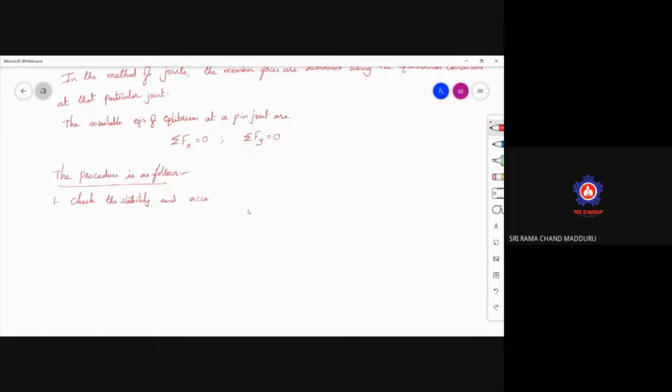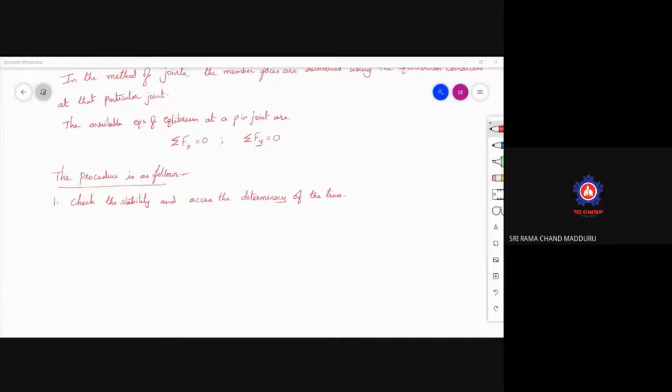Check the stability and assess the determinacy of the truss, whether the given truss is determinate or indeterminate. Here, the method of joints can analyze the frame when it is determinate. Whether it is stable and determinate, then only you can analyze. Otherwise, you can't analyze the structure.